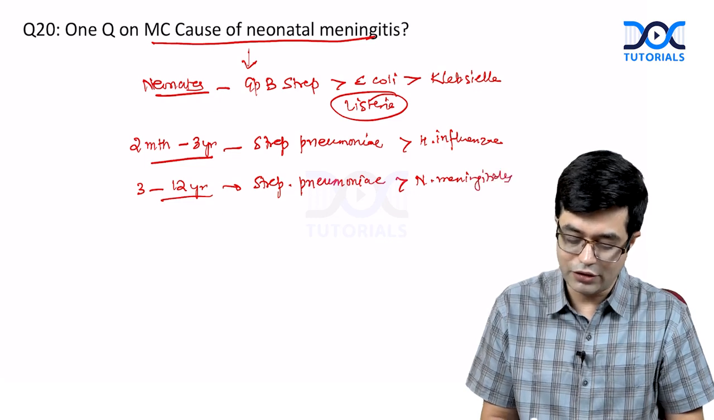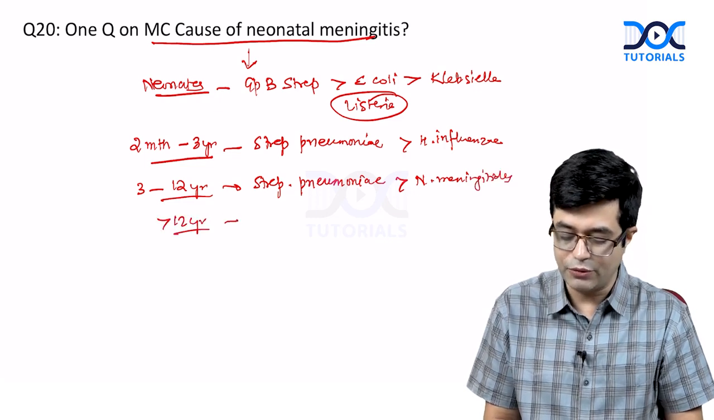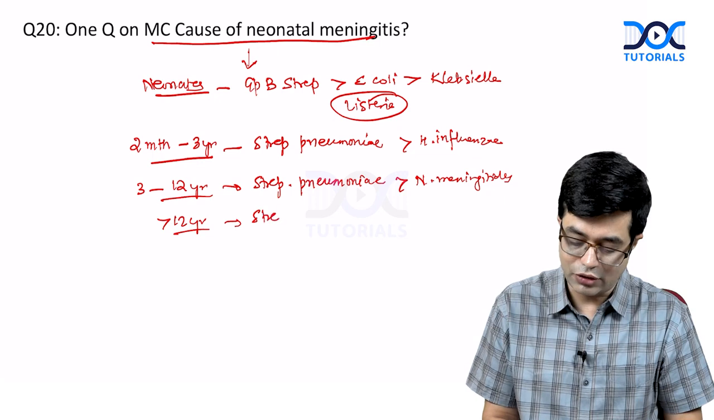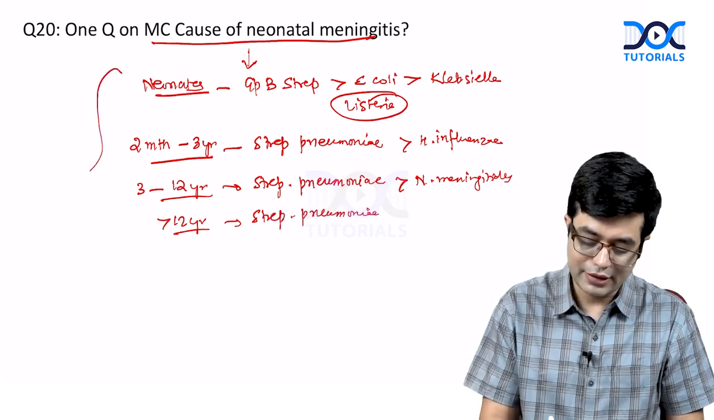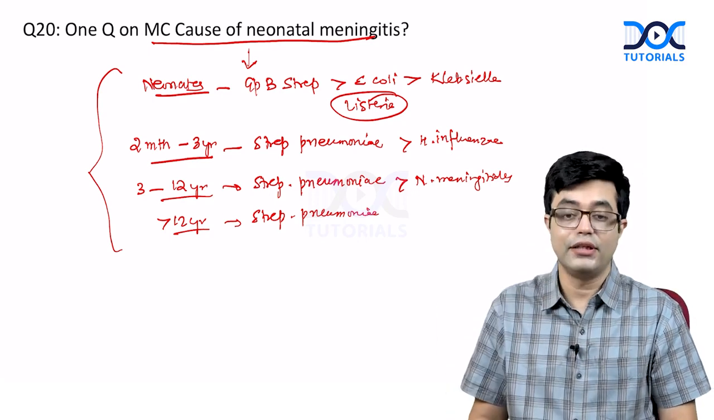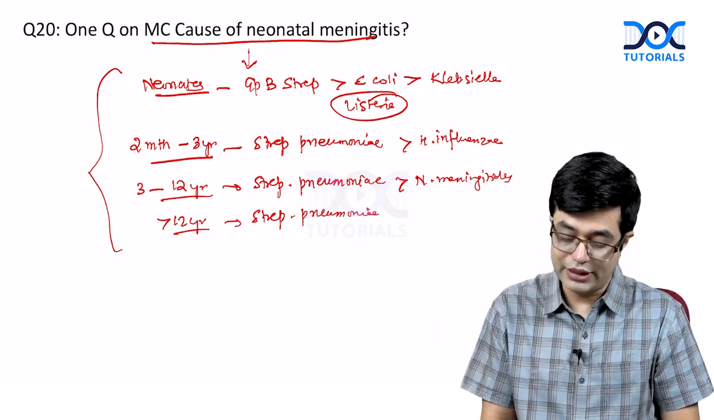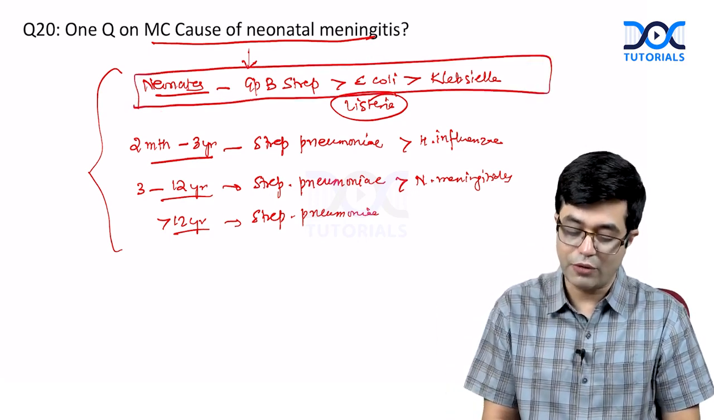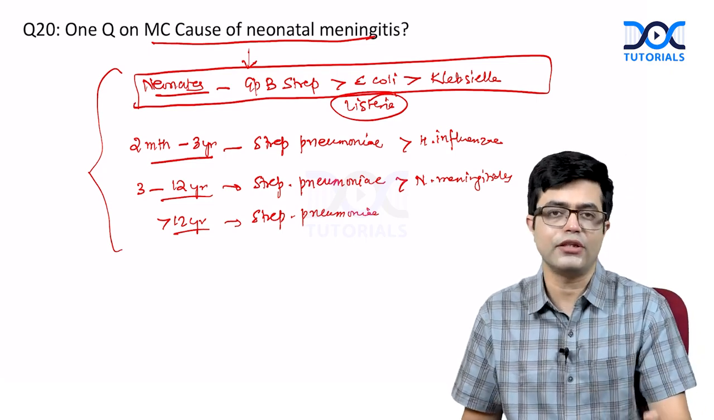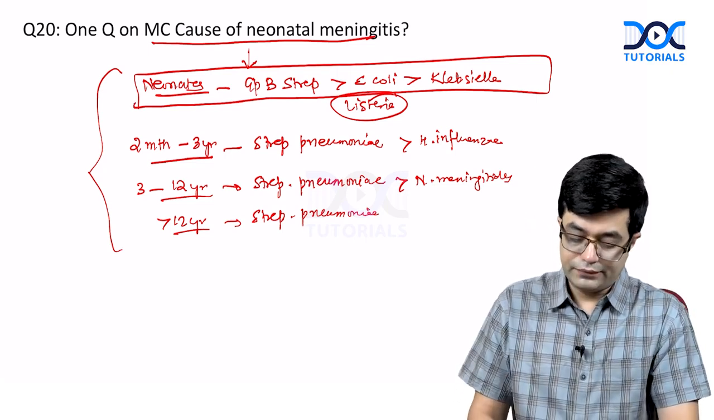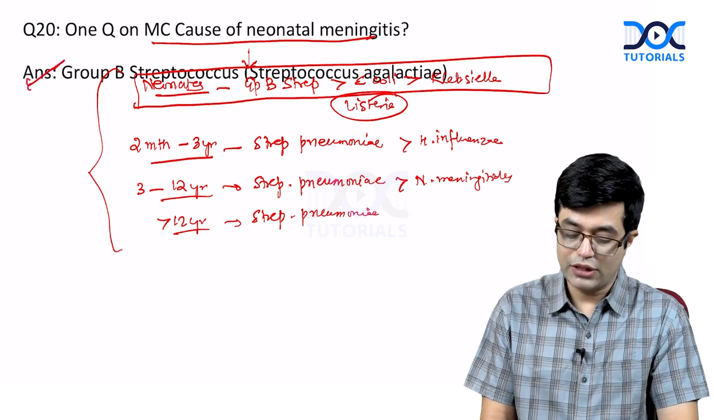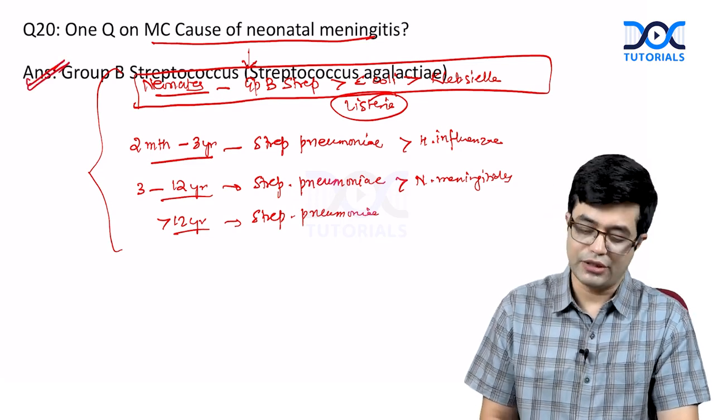And above 12 years of age, the undisputed king in meningitis is always Streptococcus pneumoniae. So this is the updated list, and based upon what has been asked, you would be answering. So this was the age group which was asked. Whatever option would be there, you will be marking the best possible answer, right? So the answer will be group B Streptococcus or Streptococcus agalactiae if it is mentioned.